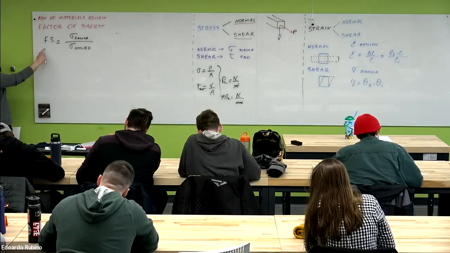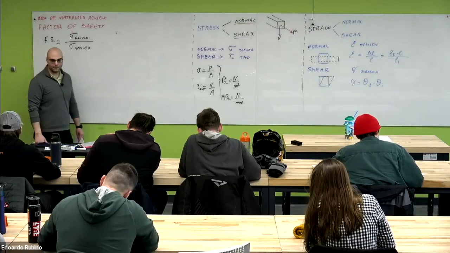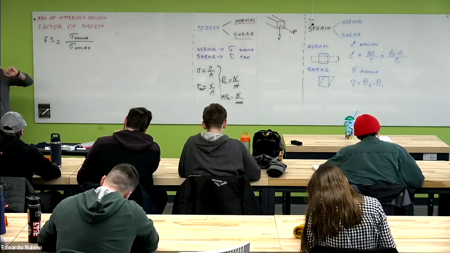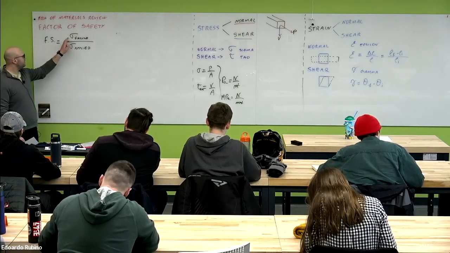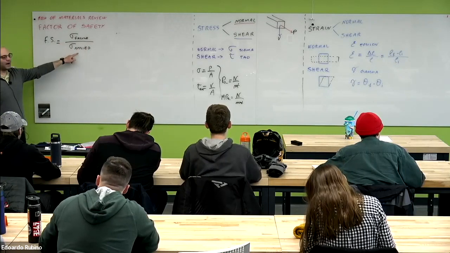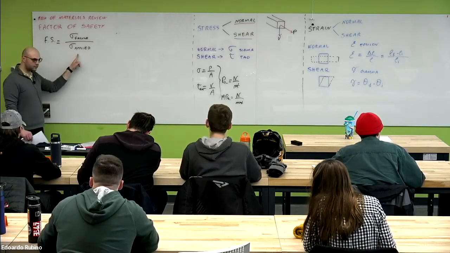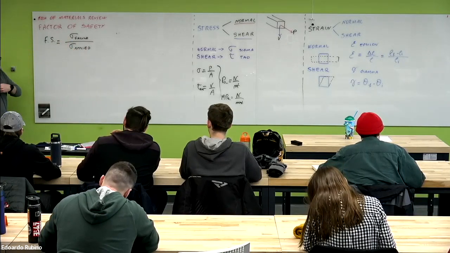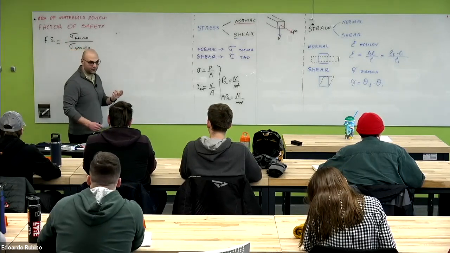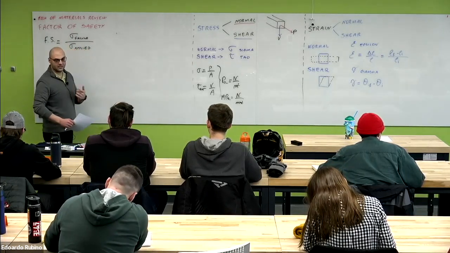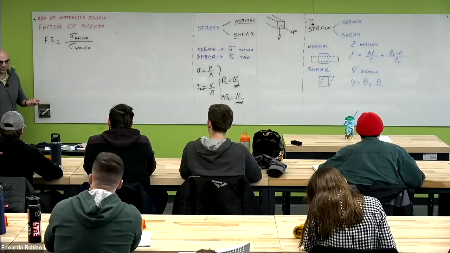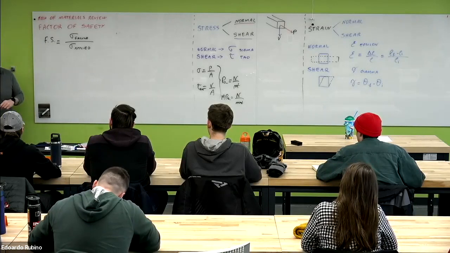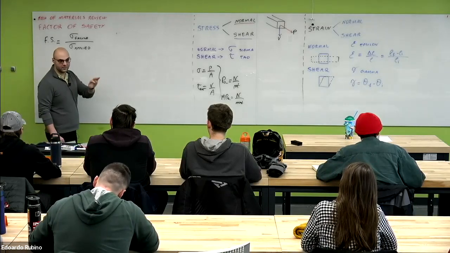The factor of safety is a non-dimensional number because it's a ratio between two stresses, in particular the ratio between sigma failure and sigma applied. So this sigma failure is something that depends on what type of material we have, and this comes from the mechanical properties of the material. This sigma applied depends on the loads that we have on that specific structure.